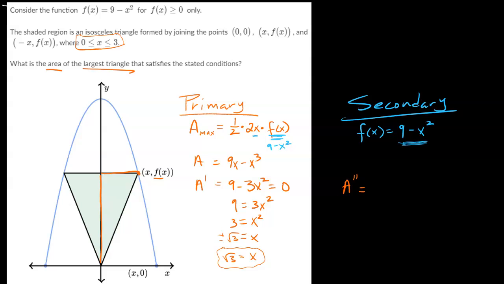So the derivative of 9 would be 0. The derivative of negative 3x squared would be negative 6x to the first. A double prime of square root of 3 would be a negative answer. So this would be concave down, and that would automatically make square root of 3 a max.